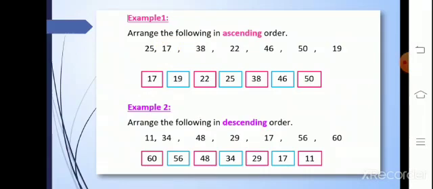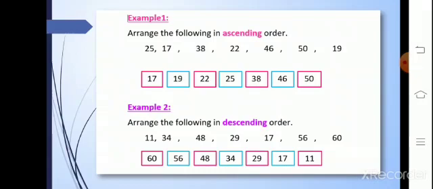After 17 there is 19. You write second 19. Third one is 22. Fourth one is 25. Then 38. Then 46. And the greatest is 50. So you arrange these numbers in sequence. This sequence is known as ascending order. Ascending order is smallest to greatest. When numbers are arranged in order from smallest to greatest, this order is known as ascending order.